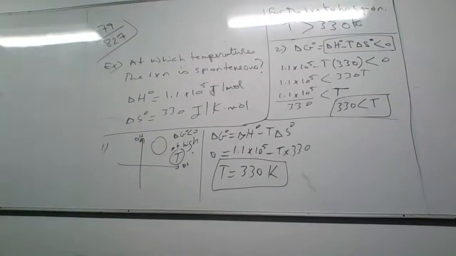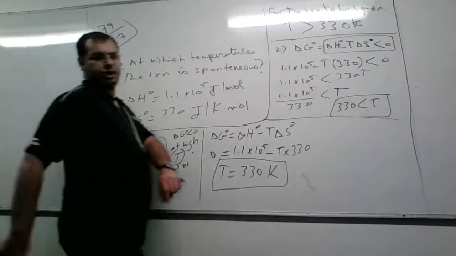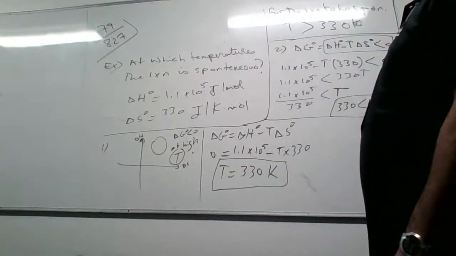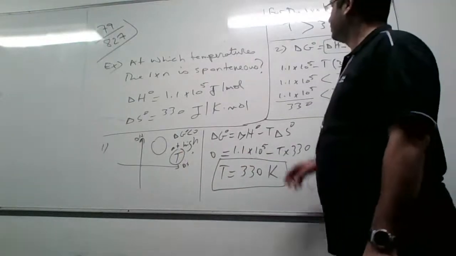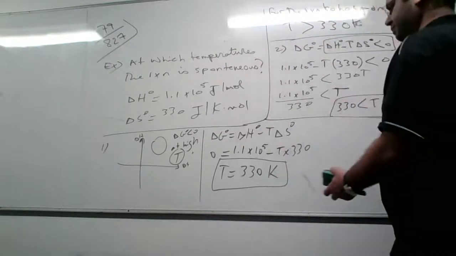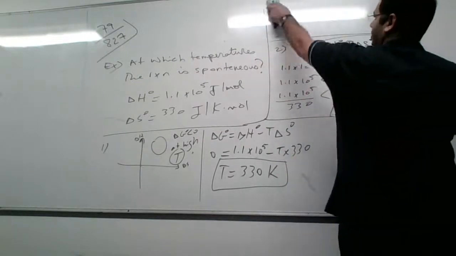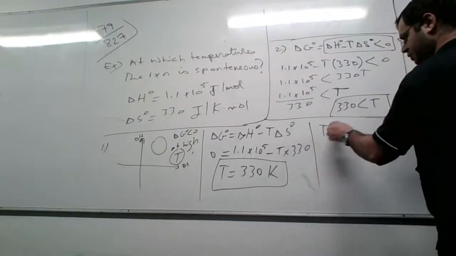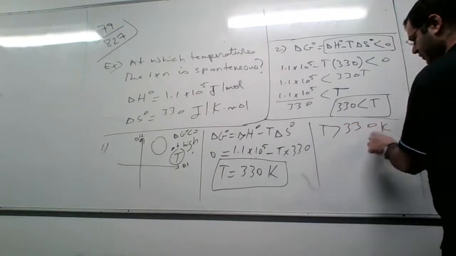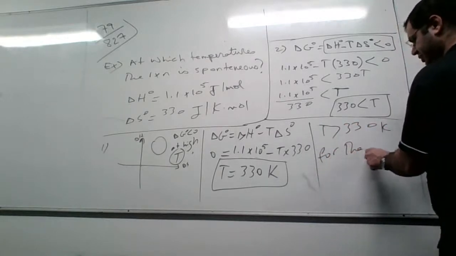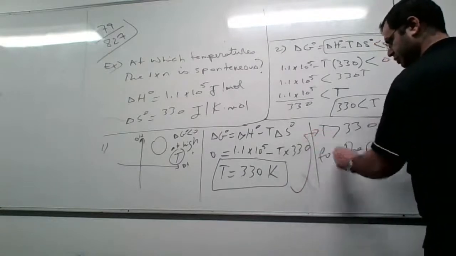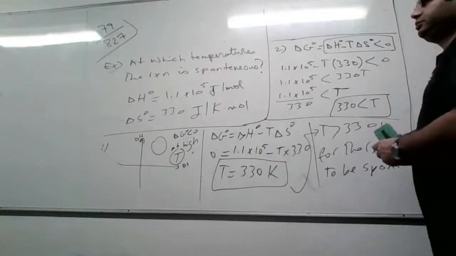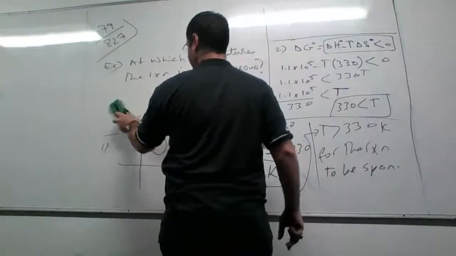Do you have any question related to this, guys? Okay. We can carry on now. For the reaction to be spontaneous, we can write this here: T should be higher than 330 Kelvin for the reaction to be spontaneous. Right.